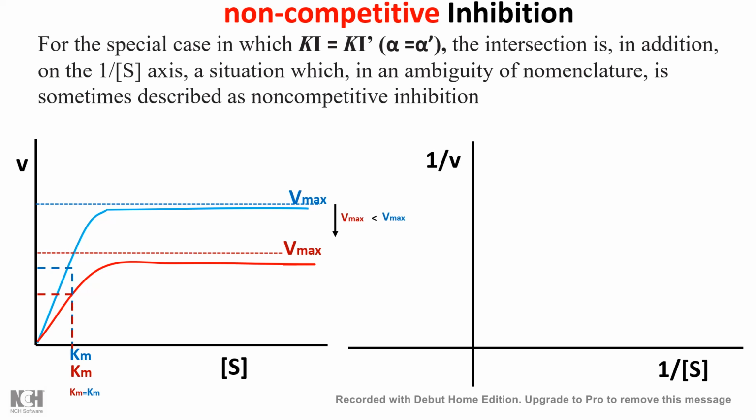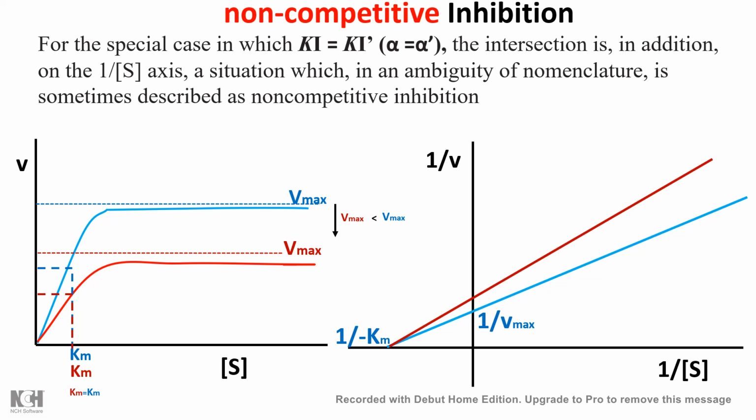And here is how the Lineweaver plot looks under non-competitive inhibition. Remember, non-competitive inhibition is one special case of mixed inhibition. In this situation, the lines meet at the point -1 by Km on the x-axis, and the intercept would be higher because the Vmax has decreased to Vmax by alpha, and that is how non-competitive inhibition looks in a Lineweaver plot.